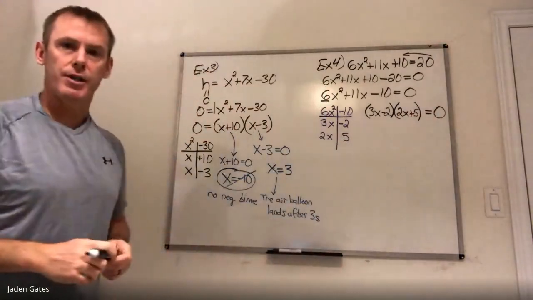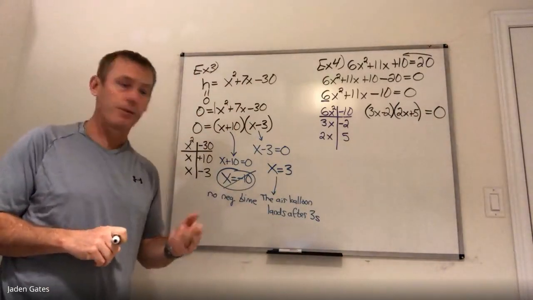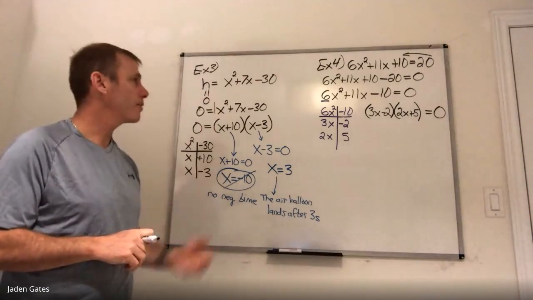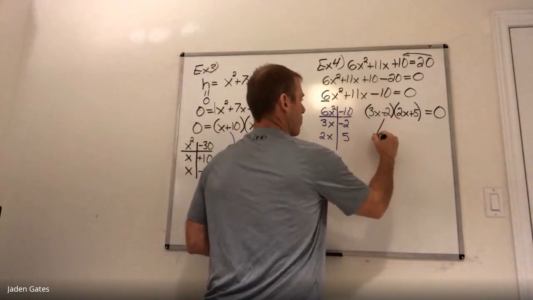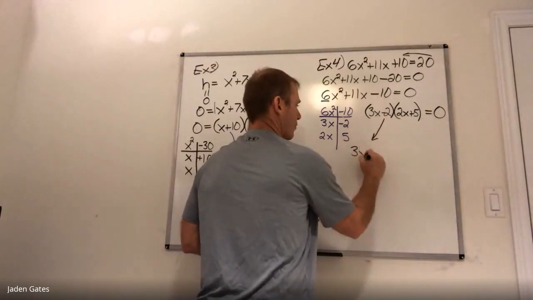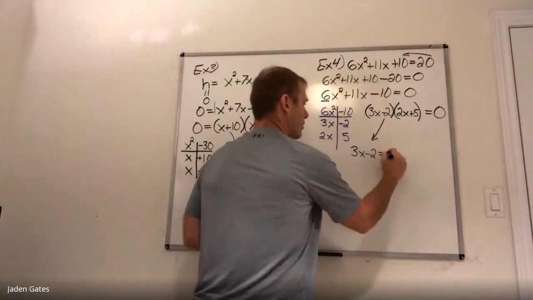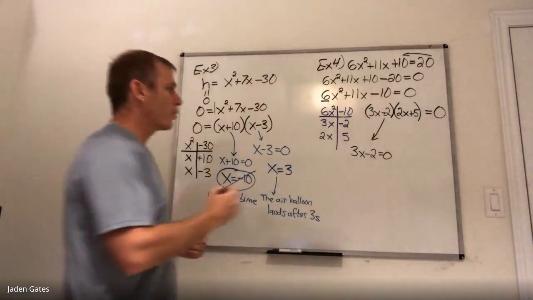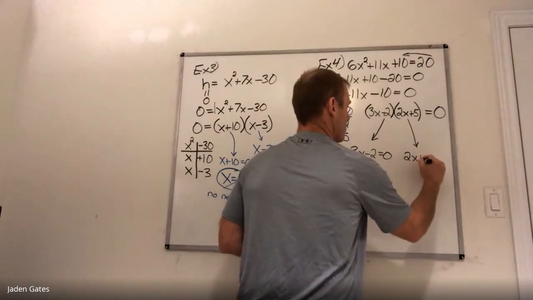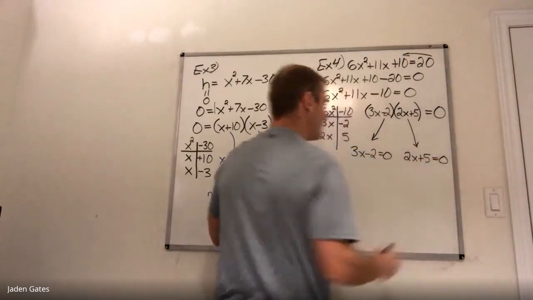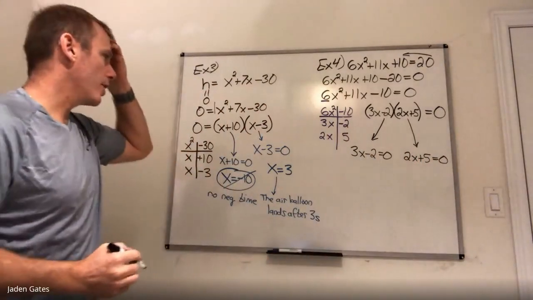All right, so there it is, it's factored. That's the first step. Well, not really the first step, but the first main step. The second step now is using the zero product property. So I get my two equations. I got 3x minus 2 equals 0. That's one equation. And the other equation I'm going to get is 2x plus 5 equals 0. All right, so now I just solve each equation.